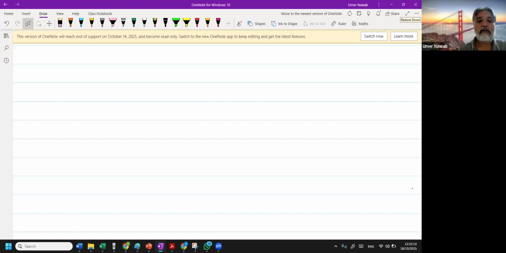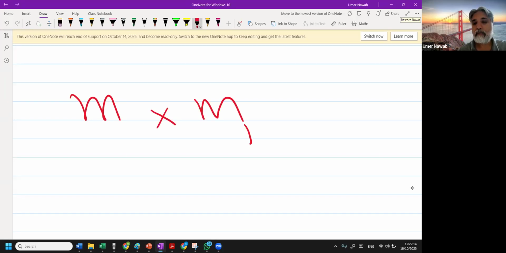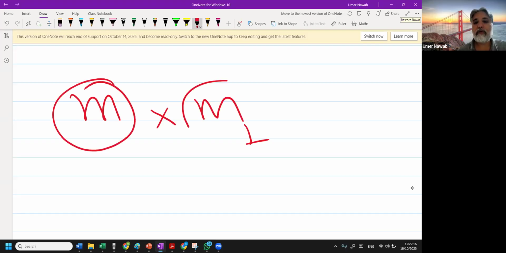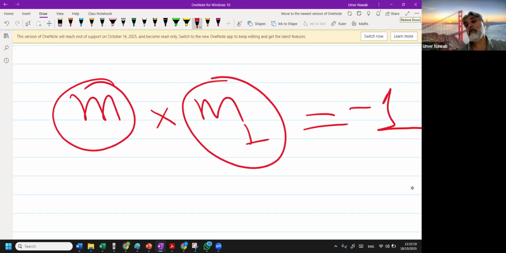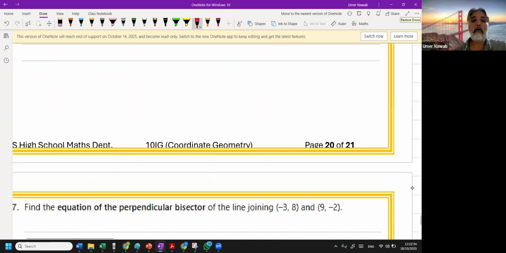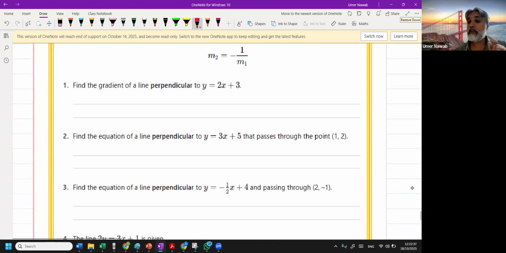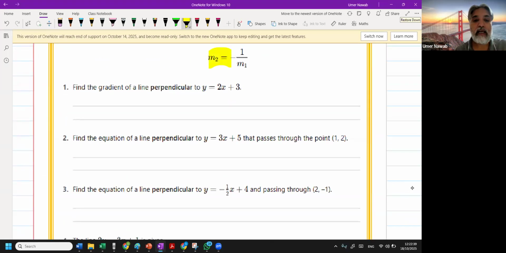Another important point: when we multiply the two gradients of a line and its perpendicular line together, the answer is always negative 1. And if the product of two lines' gradients is negative 1, the two lines will also be perpendicular to each other. But I want you to just use the technique of a negative flip. Did you see that? Negative flip or opposite flip.